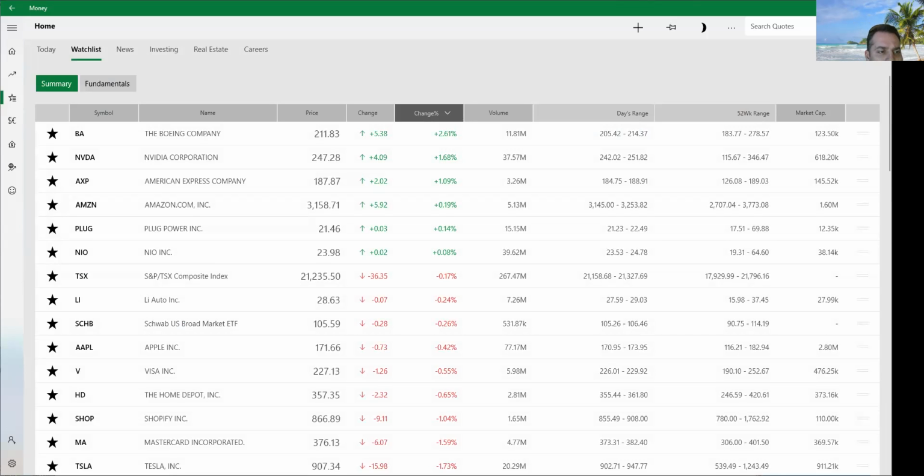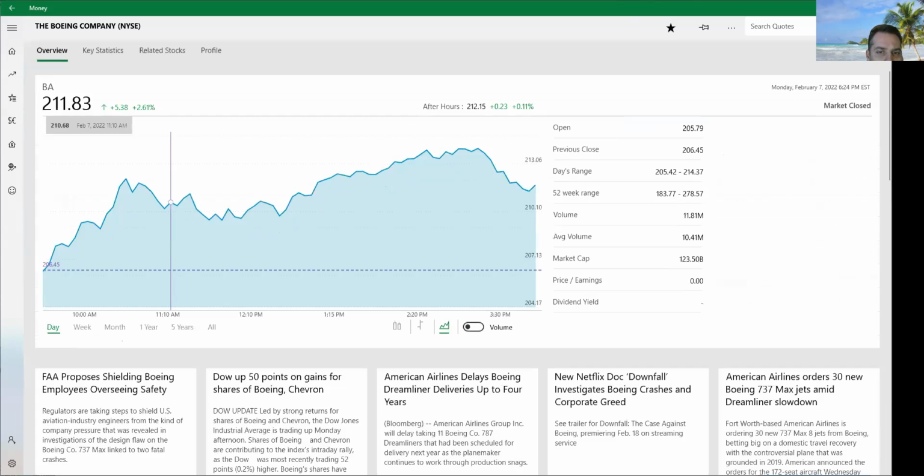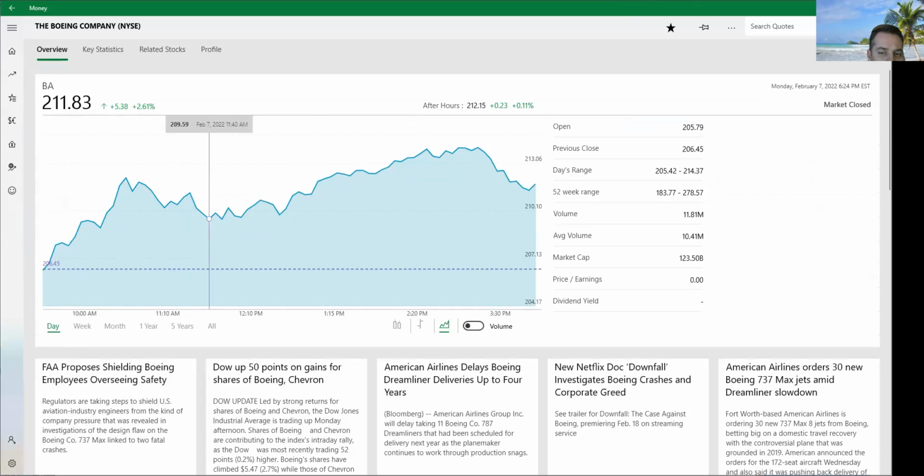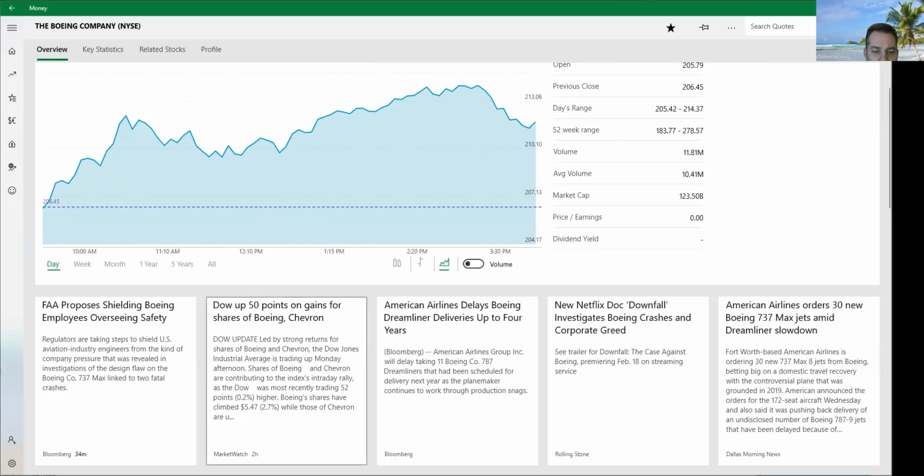So here's Boeing. I want to talk about this one. Here's the chart for today. It got to a high of 214 today. And this is an airline company. You're welcome to read more articles here to see what's going on with the company. But we're talking about 737 MAX jets and other different products that fly in the air.